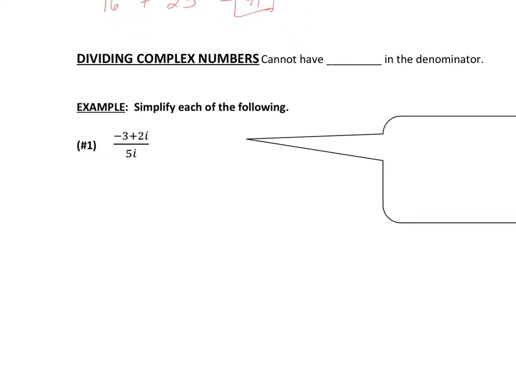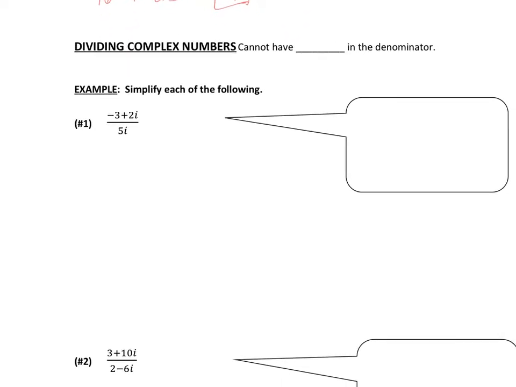Okay. When we are dividing complex numbers, the biggest thing here is that we cannot have an i in the denominator, which means we must multiply to make the denominator into i squared. So we want to make sure the bottom has an i squared.